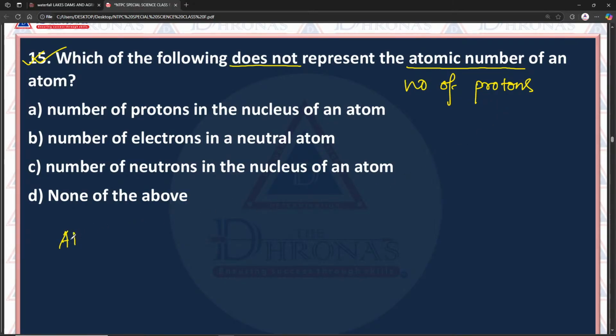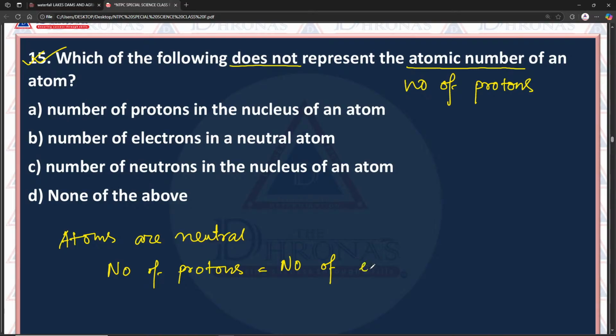We all know atoms are neutral because number of protons is equal to number of electrons. Plus charge and minus charge become the same, equal. That's why atoms are neutral, number of protons and number of electrons. So from the atomic number you get to know the number of protons. That means you can also know the number of electrons from the atomic number.